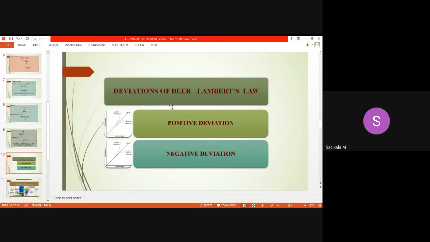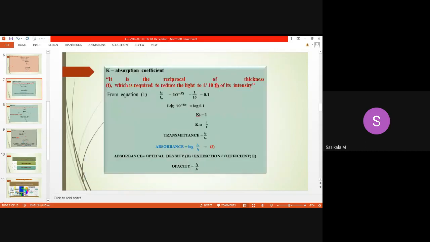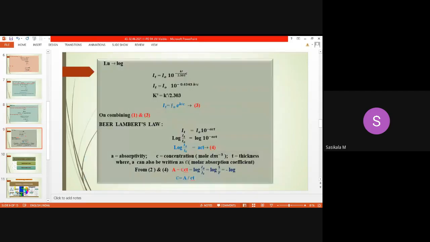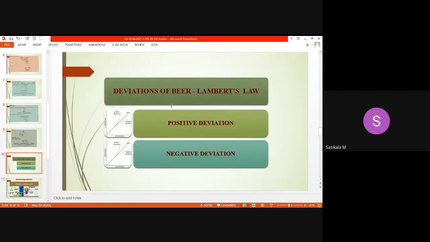Now you have seen what is Beer's law and Lambert's law, and the combination of Beer-Lambert's law. Beer's law says absorbance is directly proportional to concentration, whereas Lambert's law says, in a single line, absorbance is directly proportional to thickness of the medium. So thickness and concentration are combined to get the A equal to abc formula. Now we'll move on to deviations from Beer-Lambert's law.